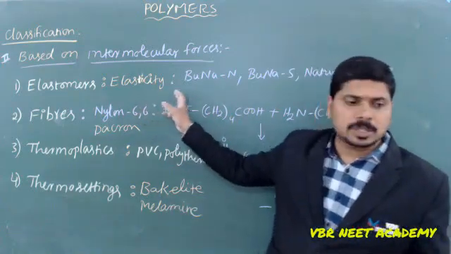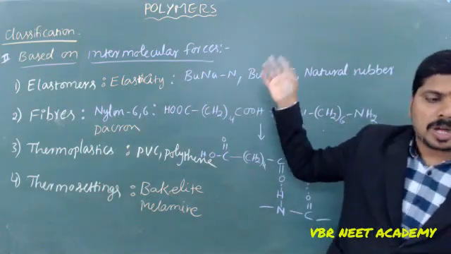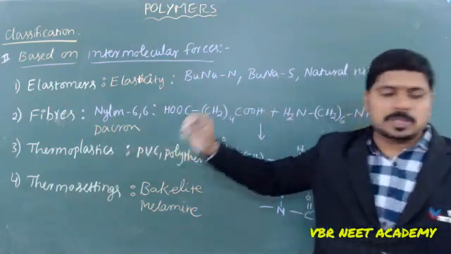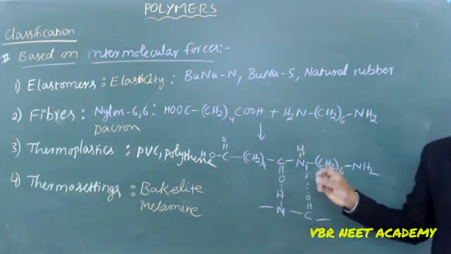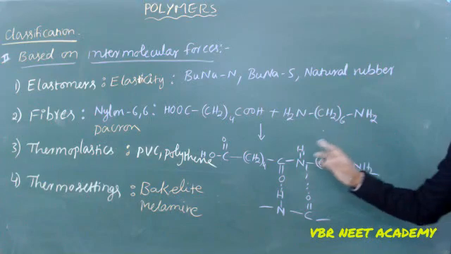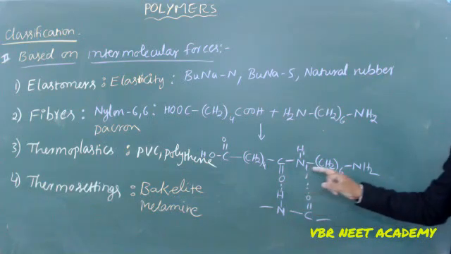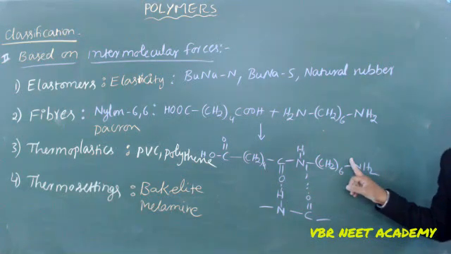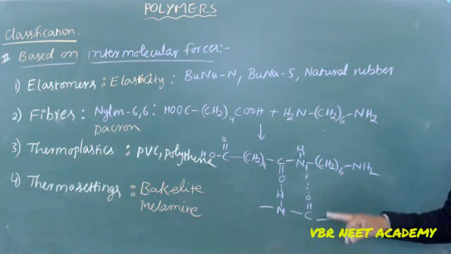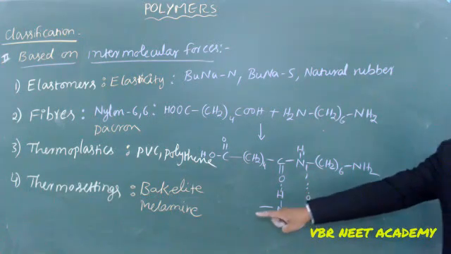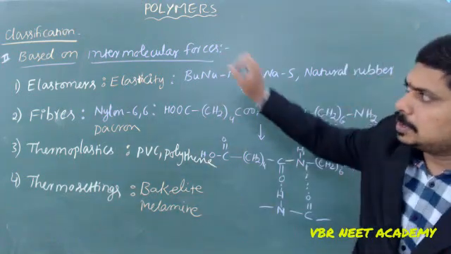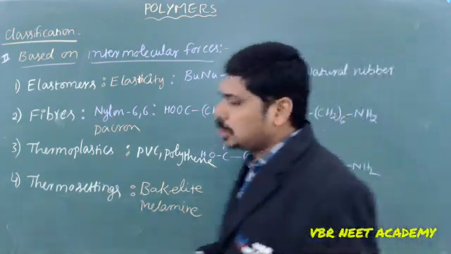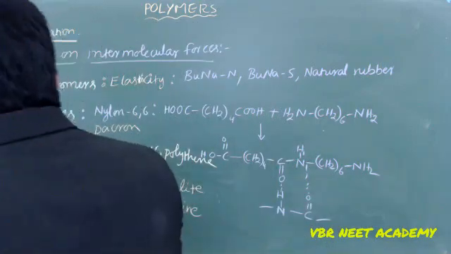Examples for elastomers are buna, so all rubbers will come. For fibers, we have nylon 66, dacron or polyesters. Then thermoplastics are PVC and polythene, which are reusable. Thermosettings are bakelite and melamine, which are not reusable. That is the polymer classification based on their intermolecular forces.